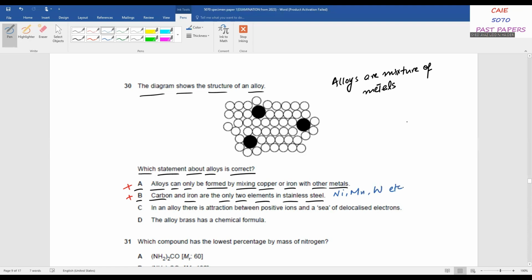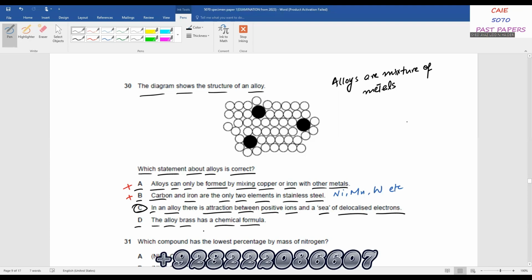tungsten, etc. C, in an alloy, there is attraction between positive ions and a sea of delocalized electrons. This is the correct statement because both metals and alloys contain attraction between positive ions and a sea of delocalized electrons. Statement number D, the alloy brass has a chemical formula. Brass is an alloy. An alloy does not have any chemical formula. So this is again a wrong statement.